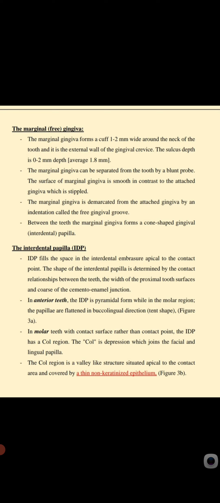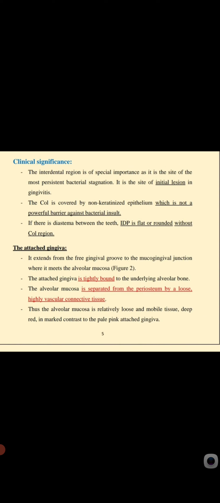And remember, keratin is present in the keratinocytes in the superficial layer. We already discussed this in the second video, and it is a barrier for bacteria. But in the interdental papilla, there is no keratin, meaning that in the initial stage of inflammation in gingivitis, the initial disease process starts in the interdental papilla region. Why? Due to non-keratinized epithelium. Remember this MCQ point.